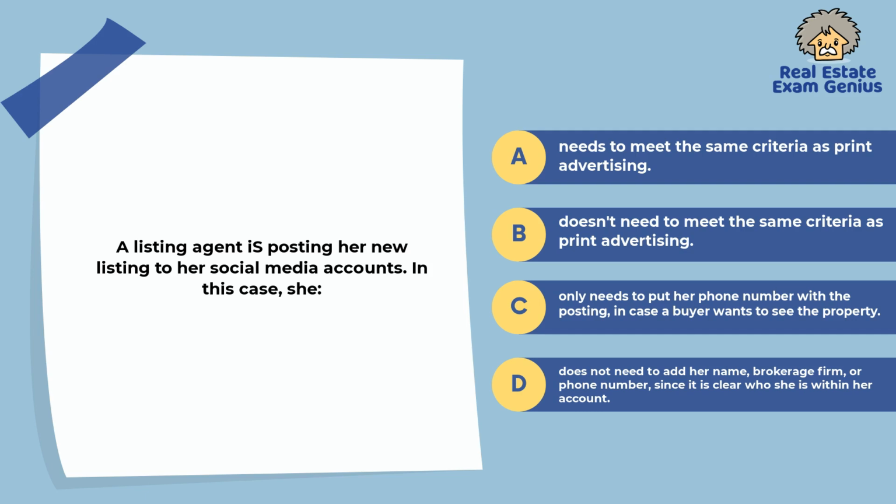A listing agent is posting her new listing to her social media accounts. In this case, she needs to meet the same criteria as print advertising. Doesn't need to meet the same criteria as print advertising. Only needs to put her phone number with the posting in case a buyer wants to see the property. Does not need to add her name, brokerage firm, or phone number since it is clear who she is within her account.